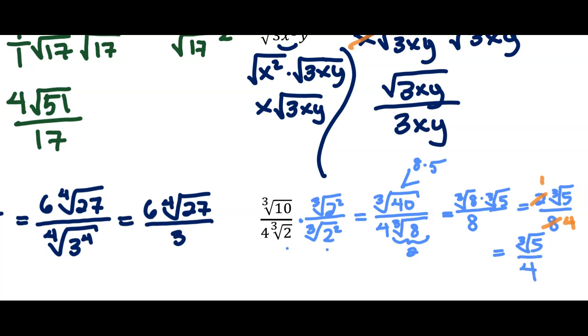Okay, so they can get a little scary looking, but remember, the goal here is to use the inverse operation. If we want to get rid of a square root, we need a perfect square. For a cube root, we need a perfect cube, and for a 4th root, we need a perfect 4th power.